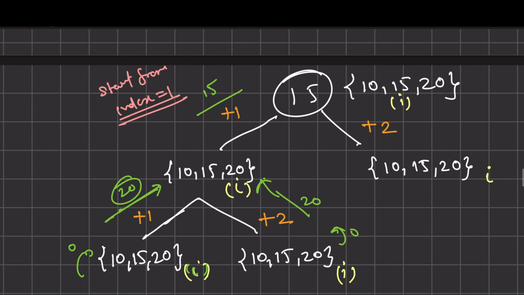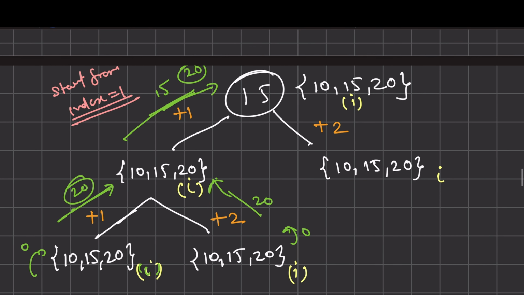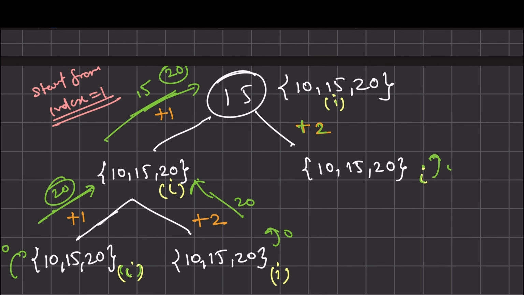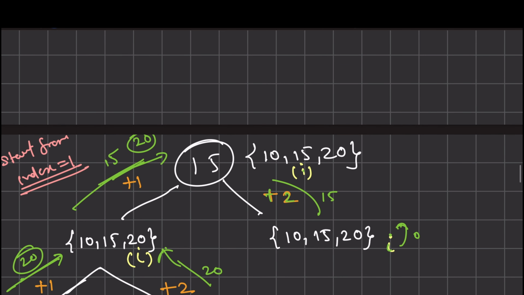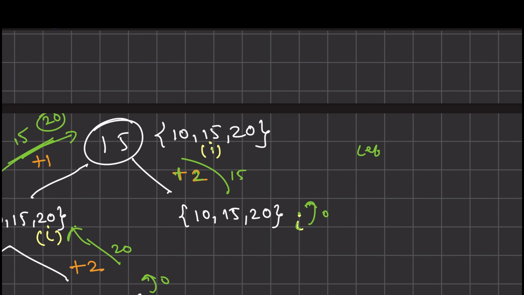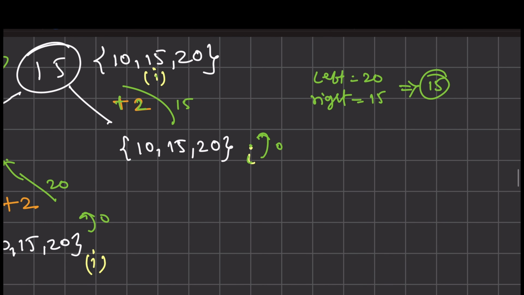Minimum of 20, we can get anything. So from the left side we will return 20. From the right side we take 2 steps, we will reach the end, so we return 0. How much cost did it take? 15. So from the left side we will get 20, from the right side we will get 15, so at the end we will return 15.